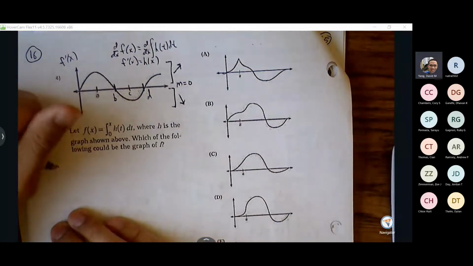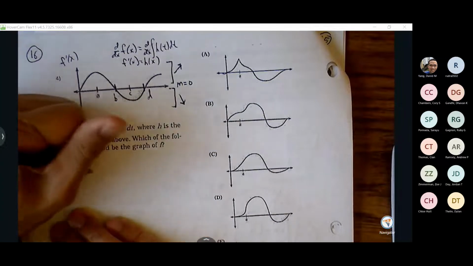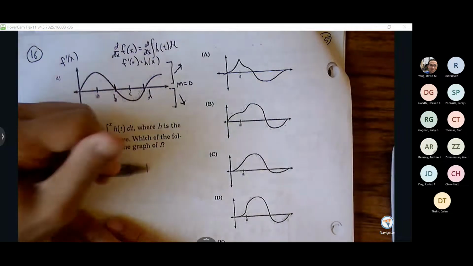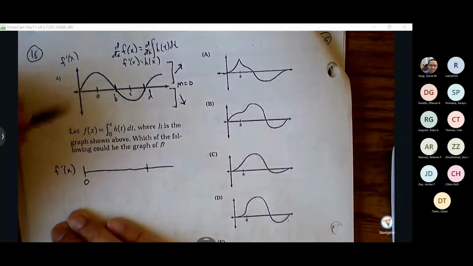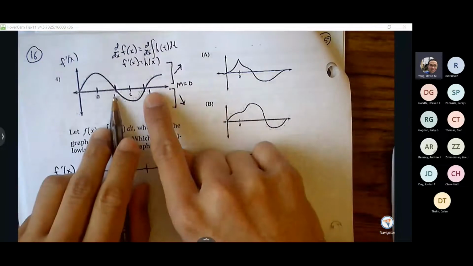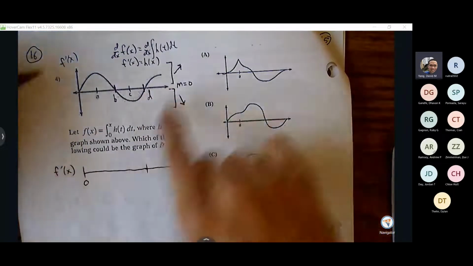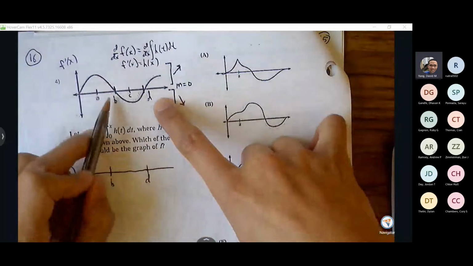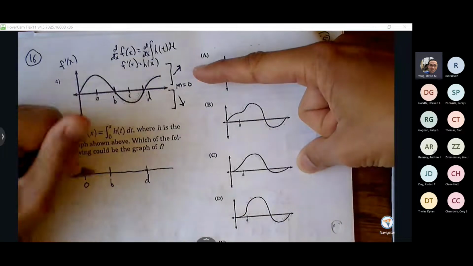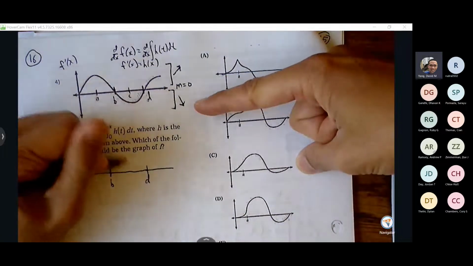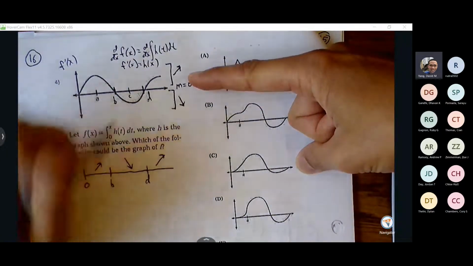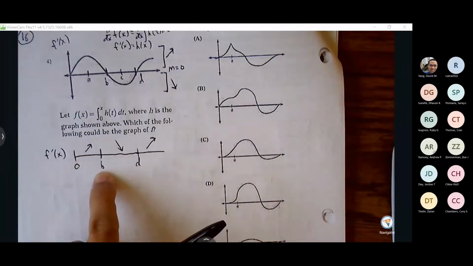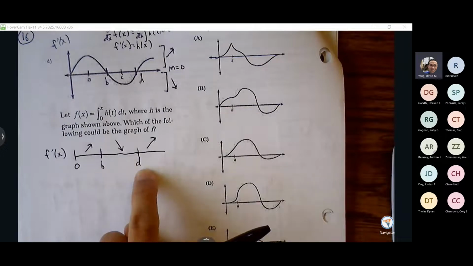And so for my slope sign line, starting at 0, my critical points are going to be at B and D. That's where my slope is going to be 0. So to the left of B, positive slope. Between B and D, negative slope. To the right of D, positive slope. So we know that this is going to be the shape of the graph. The graph is going to rise to a max, decrease to a minimum, and rise again.